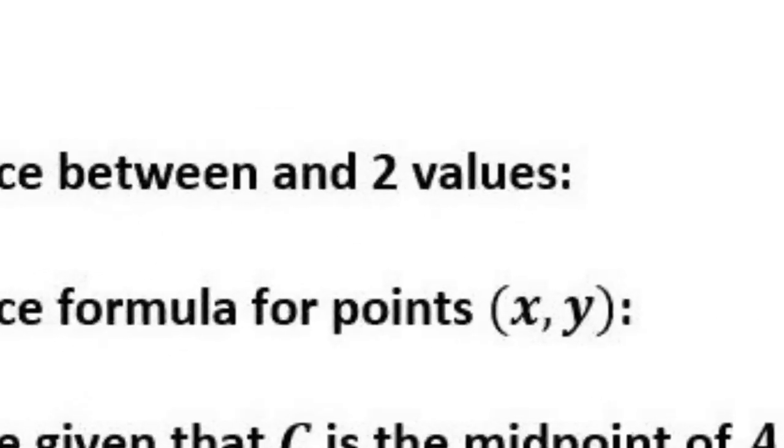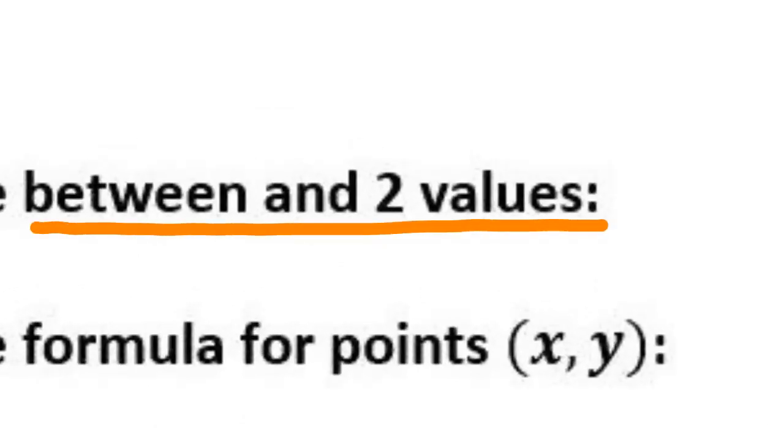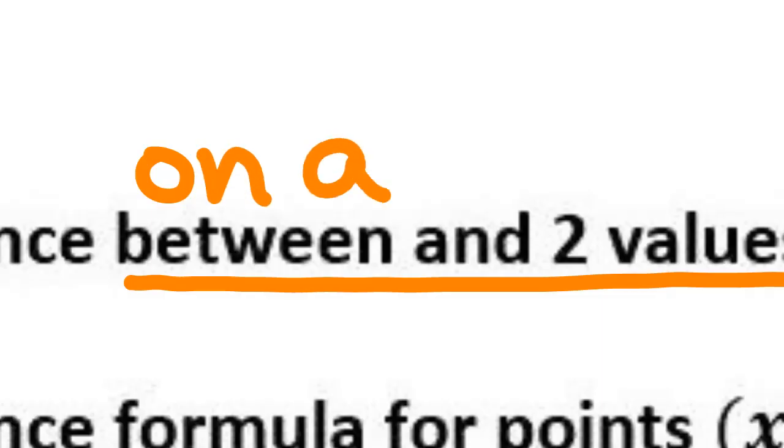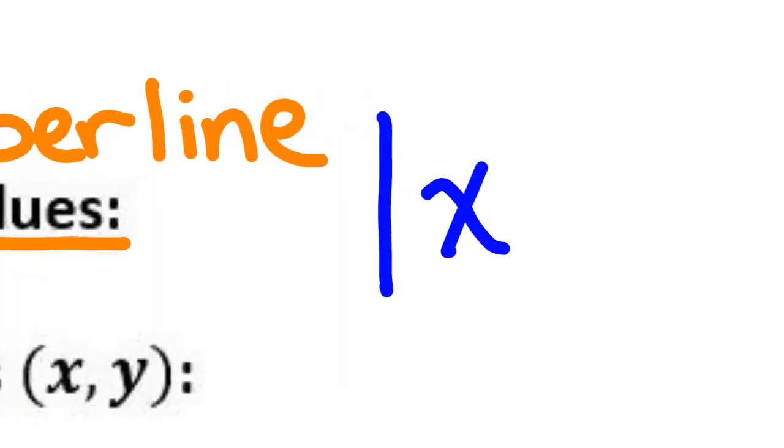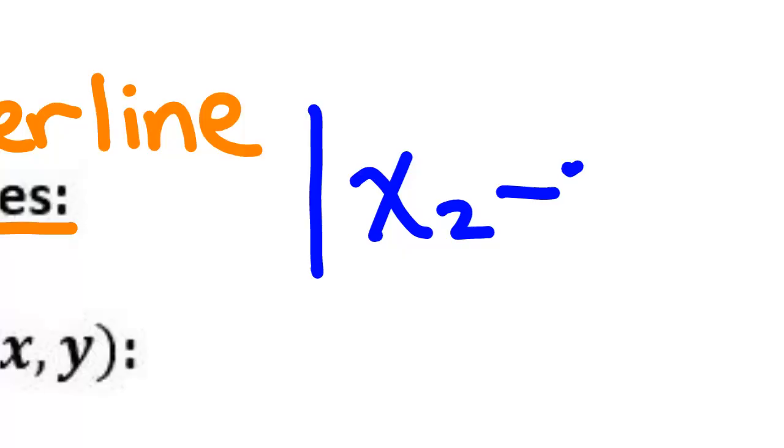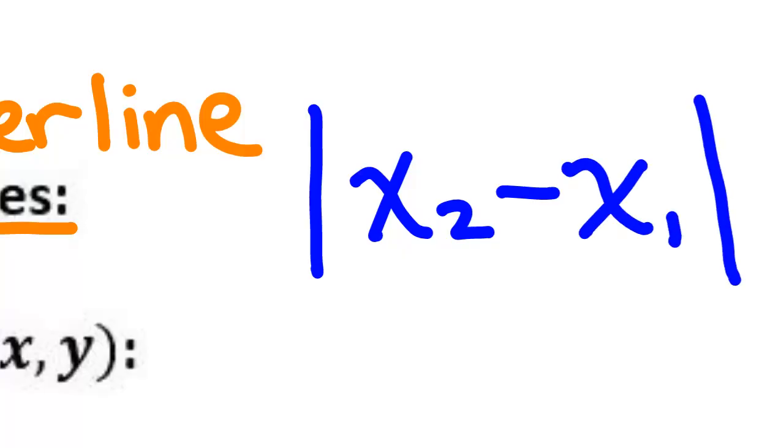If we want to find the distance between two values on a number line, we do the absolute value of x2 minus x1. Remember, when we do distance, we're always minusing. We always minus our two numbers for distance, and it's inside the absolute value. What does absolute value do to our numbers again? Makes it positive. So after I do my subtraction, if I end up with a negative number, we force it to be positive with the absolute value.